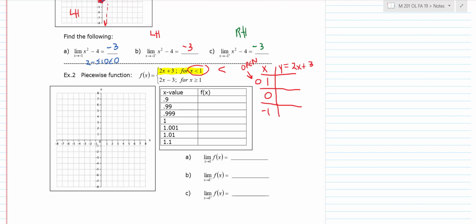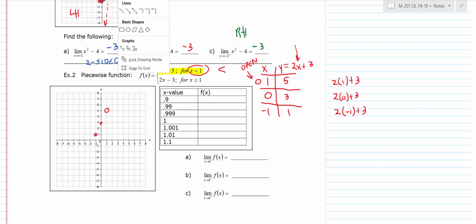All right, so we just crunch this out. We plug the x value into the function. So 2 times 1 plus 3 would be 5. 2 times 0 plus 3 would be 3. And 2 times -1 plus 3 would be 1. Okay? So let's plot those points. When we plot 1, 5, going over 1 and up 5, you want to put an open bubble. Then we have 0, 3, then -1, 1. And then you want to connect the dots.